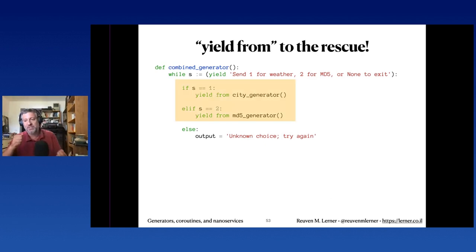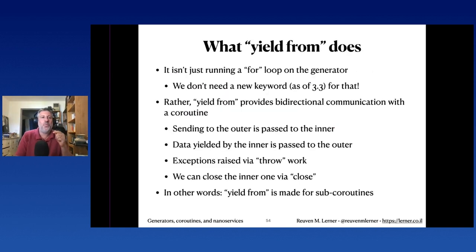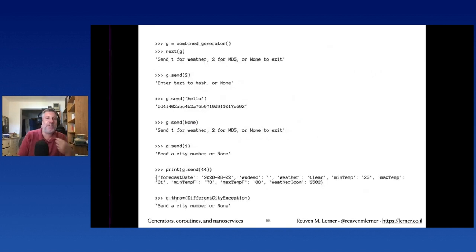Yield from is this piece of syntax that no one seems to understand. Everyone's like, oh, that's instead of doing a for loop on something internal. No. It's so that you can have a generator, a coroutine, that has inside of it other generators and coroutines, and it will pass through the calls to close, and it will pass through the calls to yield and throw and yield from. It sort of allows this to be a conduit from the outside world inside. And with this in place now, what does yield from do? Bidirectional communication.